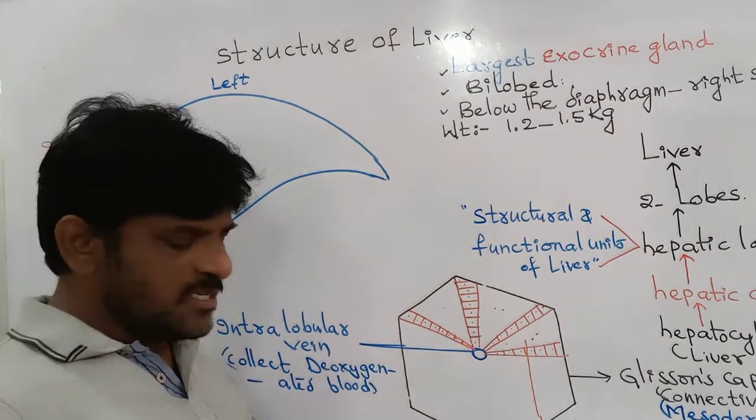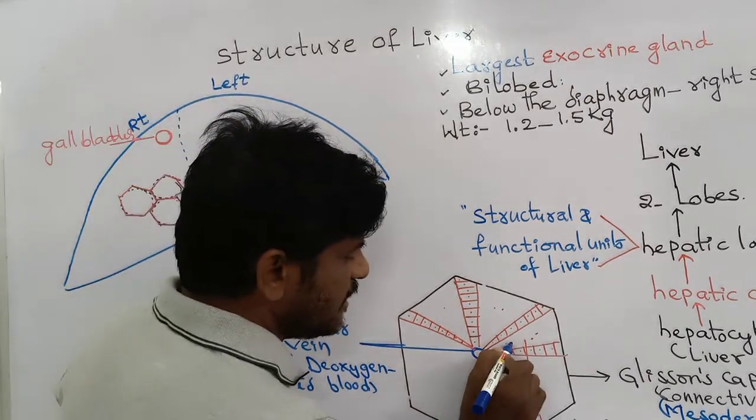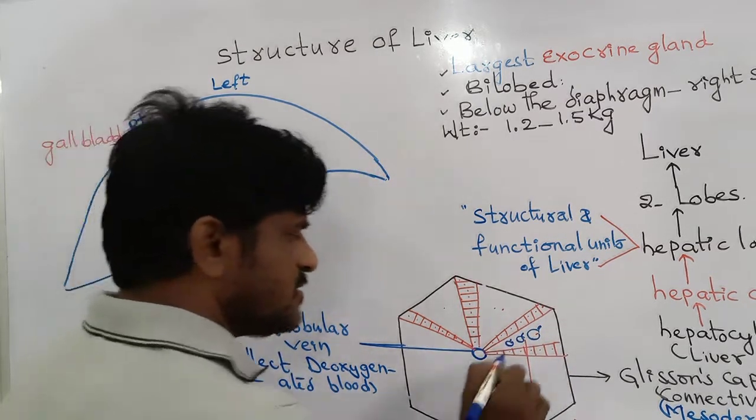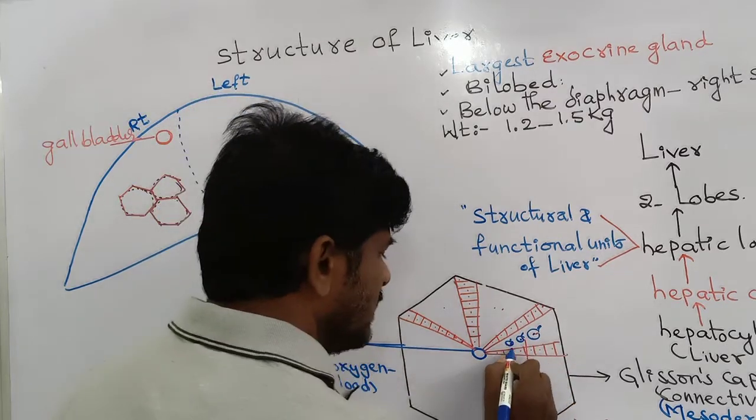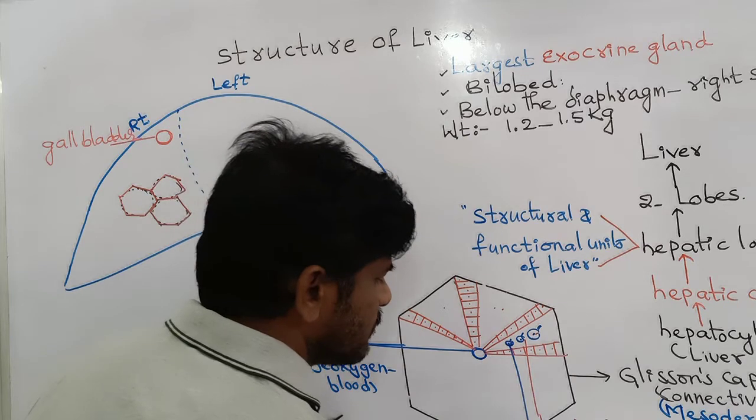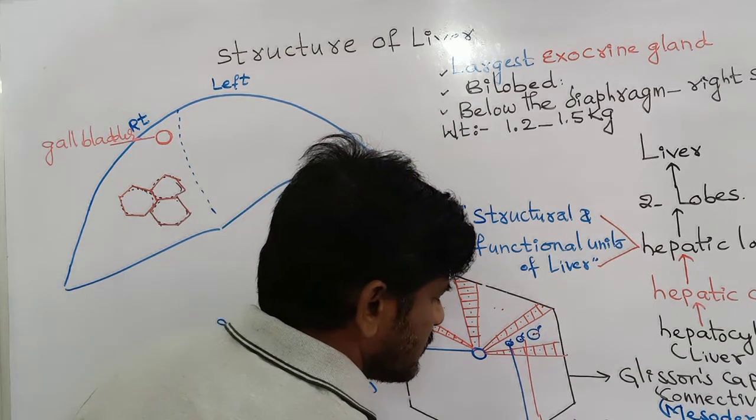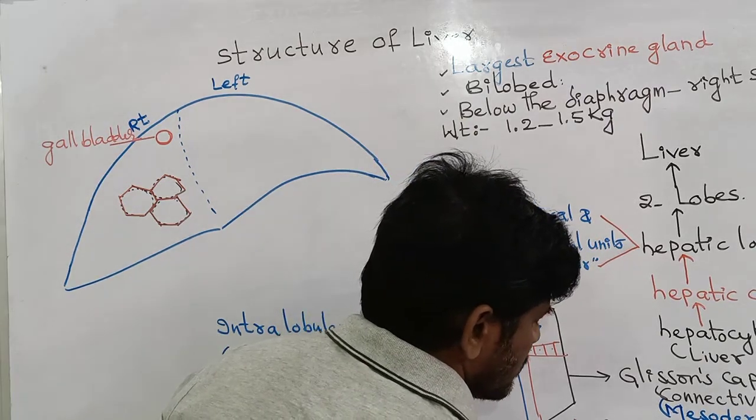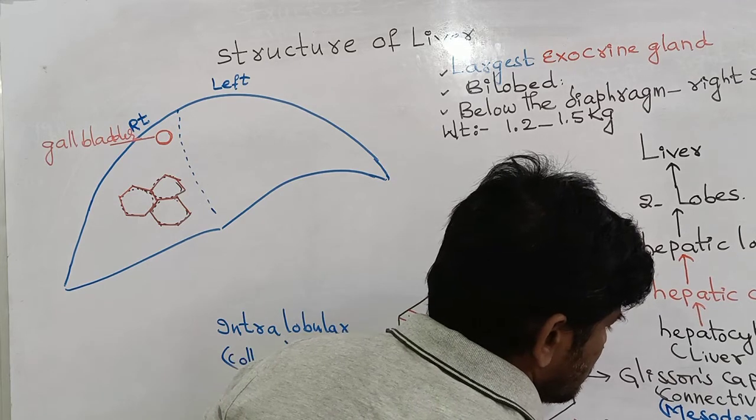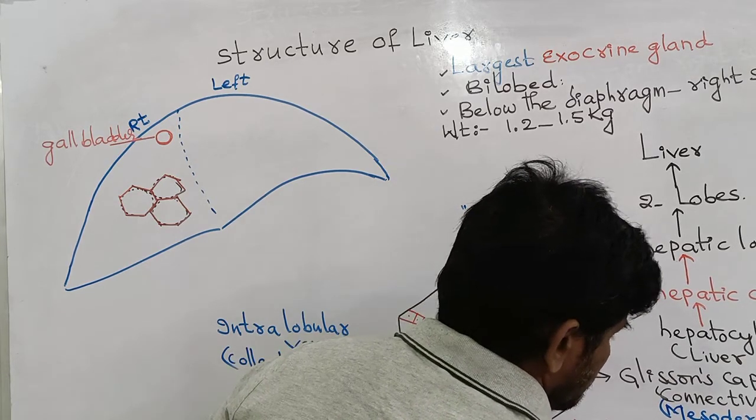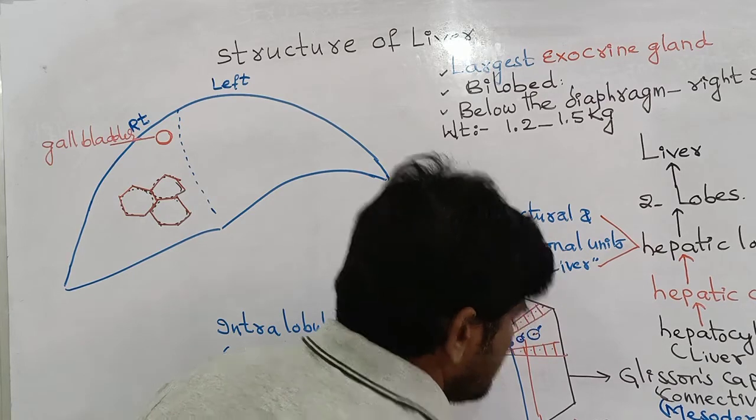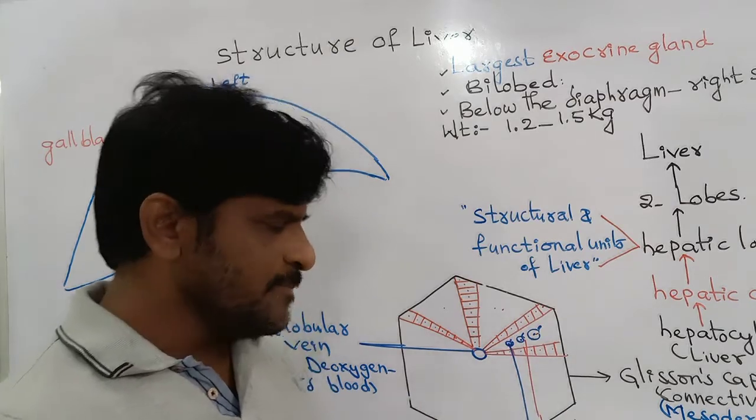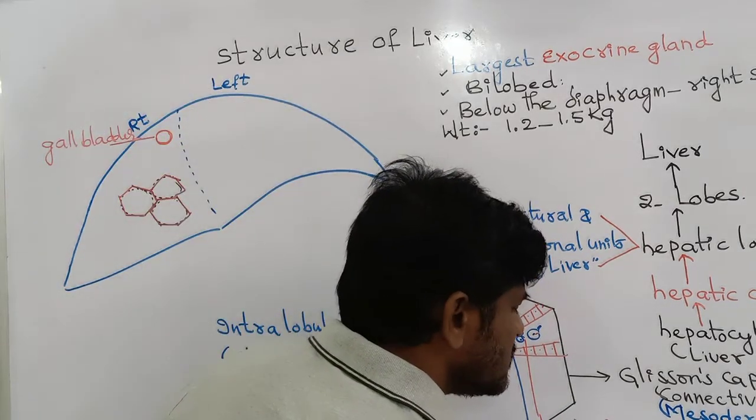What is present inside the sinusoid? Each sinusoid contains the stellate reticuloendothelial cells. Inside the sinusoid, the stellate reticuloendothelial cells are present. What are these stellate cells? This is a stellate reticuloendothelial cell. They are nothing but the Kupffer cells.